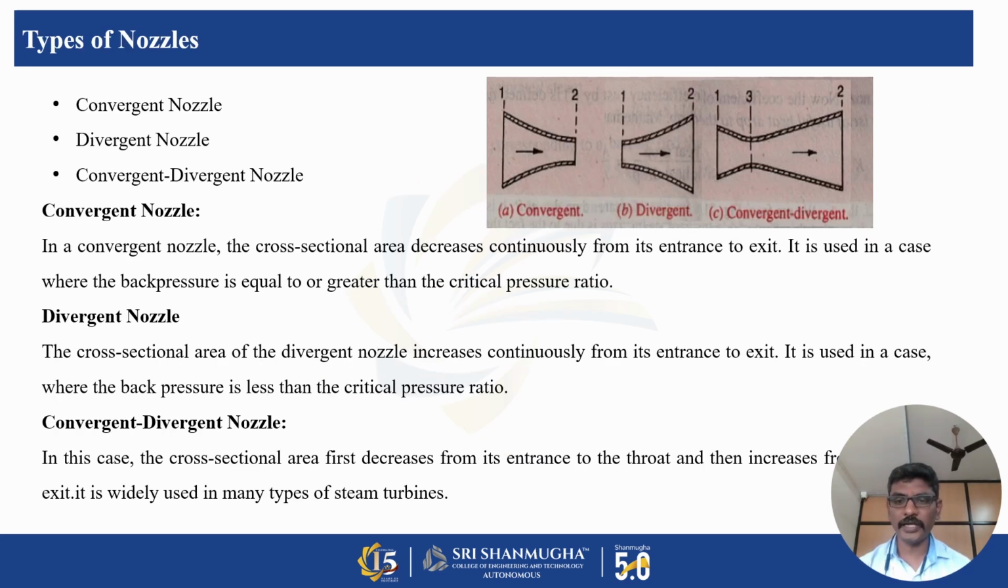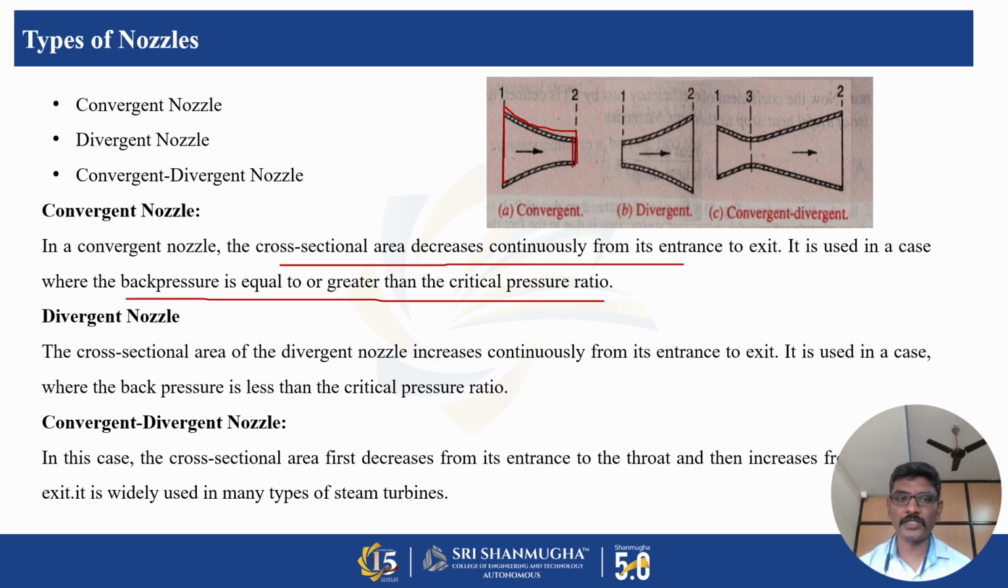There are different types of nozzles: convergent nozzle, divergent nozzle, and convergent-divergent nozzle. In a convergent nozzle, the cross-section area decreases continuously from its entrance to exit. For example, this is the convergent nozzle. This is the cross-sectional area, which gradually decreases to the exit. It is used where the back pressure is equal to or greater than the critical pressure ratio. Back pressure means outlet pressure.